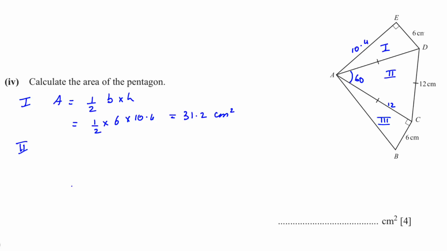In area 2, we have an angle given which is 60. It's not a right angle triangle. You can use the area of a triangle, the other formula, half ab sine C. A and B are your sides and C is your included angle. So half times 12 times 12 times sine 60.